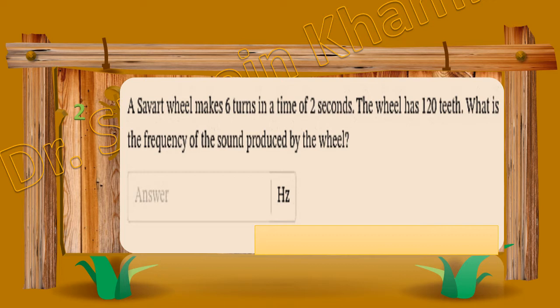Okay, we said we have the rule. The rule says that F equals number of wheel turns over time, or we can say d over t, times the number of wheel teeth, or times the number of gear teeth. Okay, so we will put the numbers. We have number of wheel turns 6 over time 2 times 120, so we will get 360 hertz. So the frequency of sound produced by the wheel will be 360 hertz. Okay, it's easy. Let's take another problem.